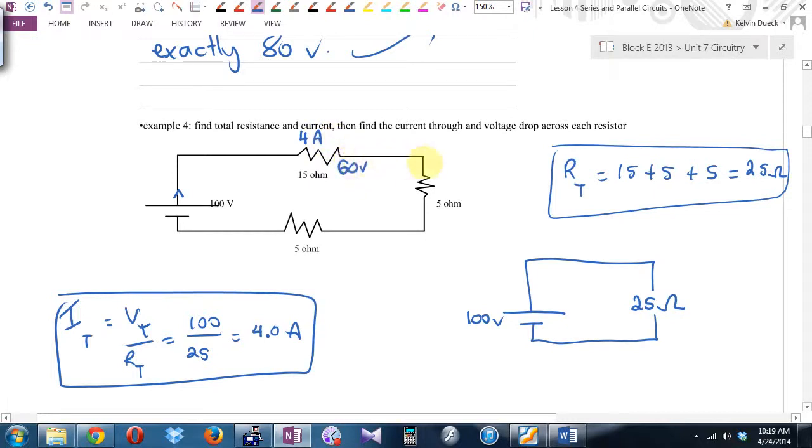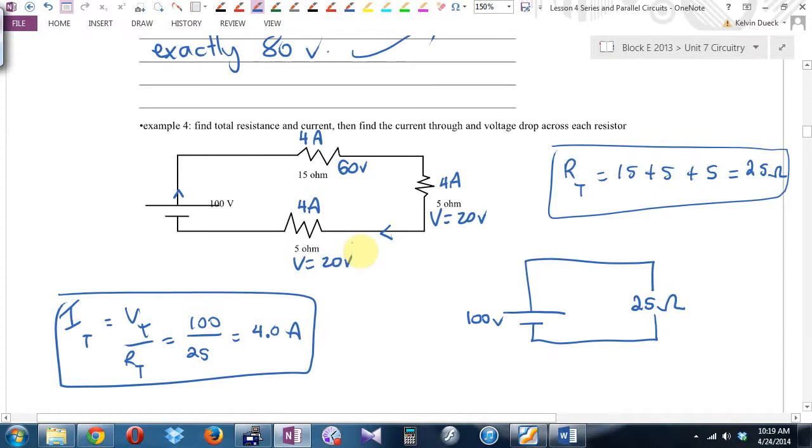Let's keep going. How many skiers, how many amps go down this second hill? 4 amps. Still 4 amps. How many volts do we lose going through this second hill? 20 volts. Let's keep going. How many amps go through this third hill? How many volts?